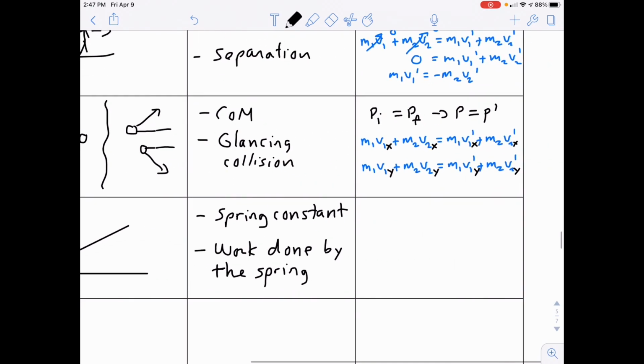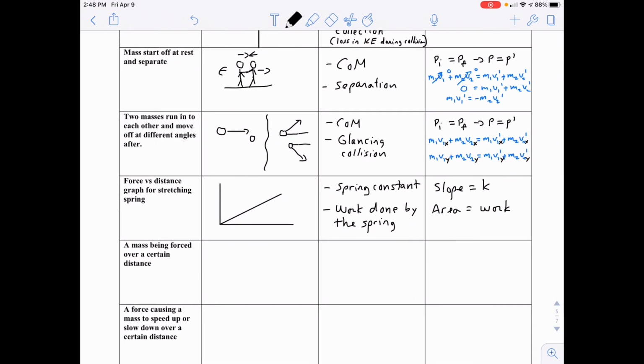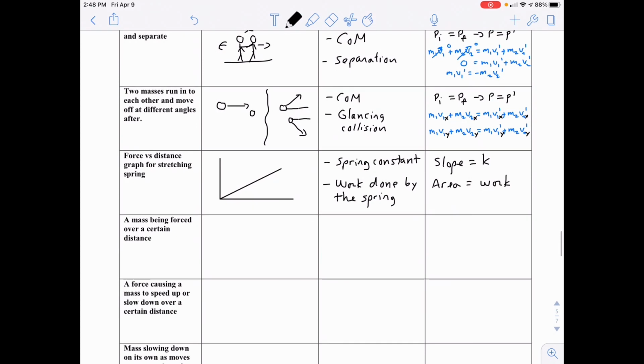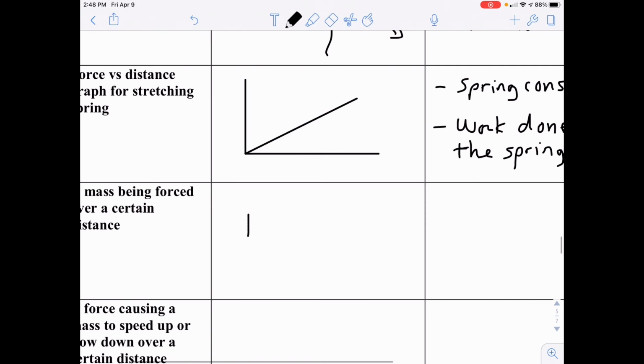The slope is going to equal k, the spring constant. The area is going to be the work under the force distance graph. Now, what if we have a mass that's being forced over a particular distance?